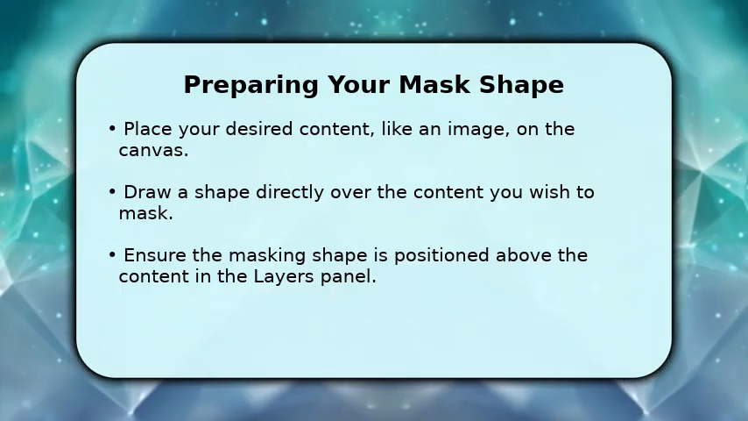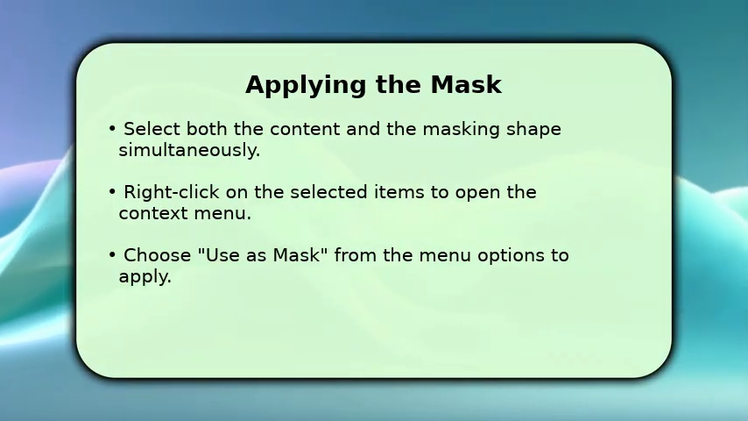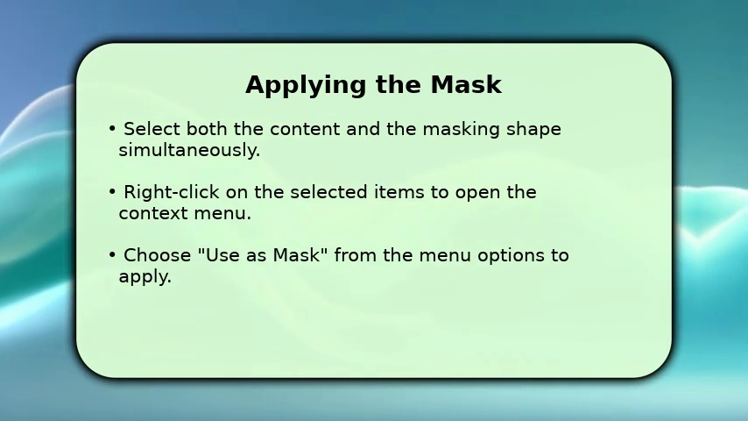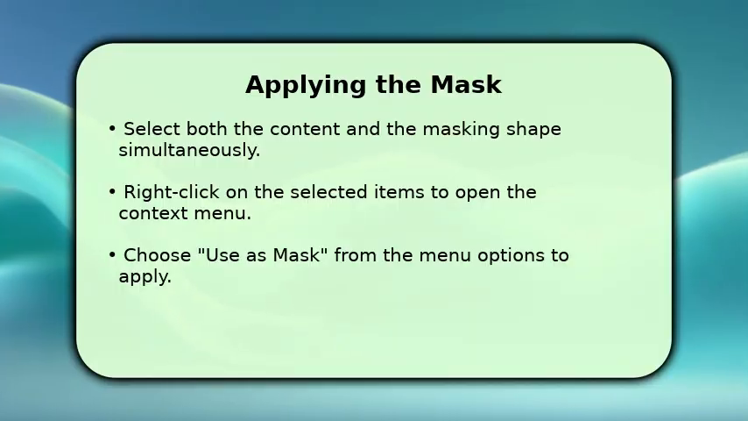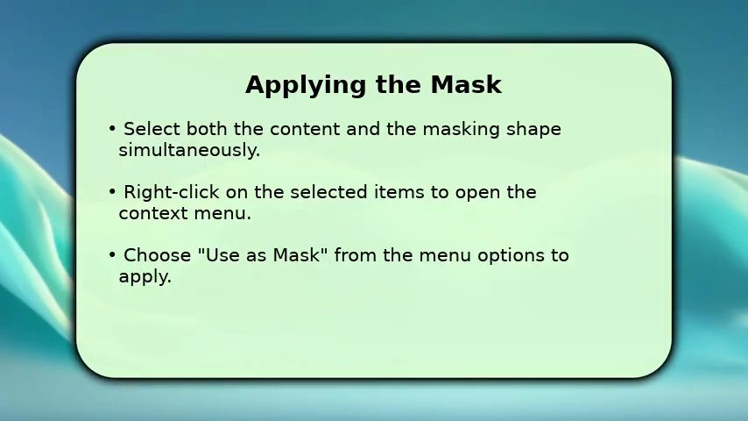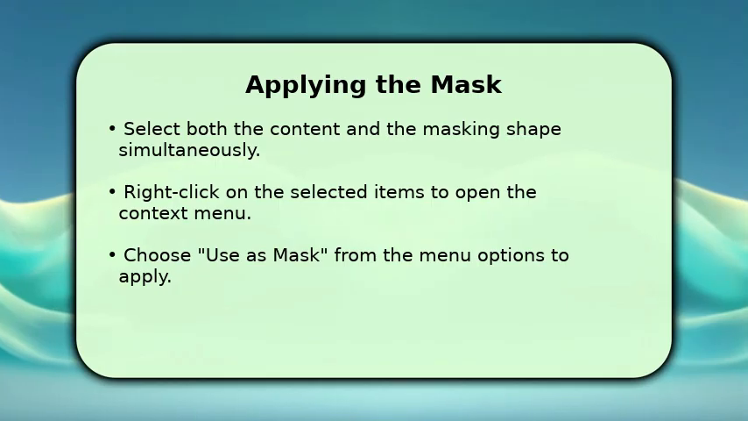to work correctly. Once your content and mask shape are correctly layered, select both of them. You can do this by clicking and dragging a selection box around them, or by holding Shift and clicking each layer in the Layers panel. With both items selected, right-click anywhere on your canvas. From the context menu that appears, simply choose the Use as Mask option. Instantly, your content will be clipped by the shape you created.